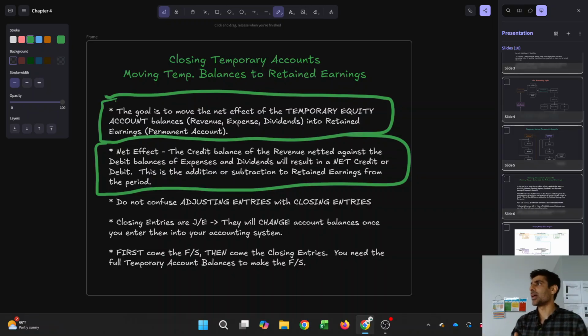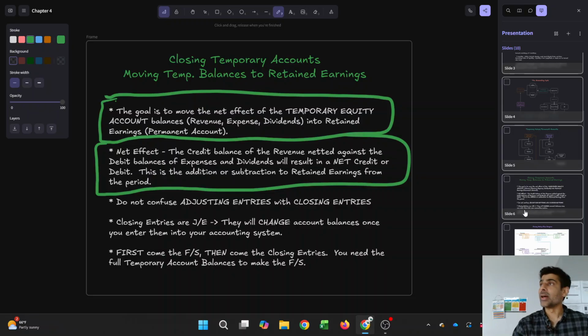You could have made a loss, right? Or you could have paid out more dividends than you earned in net income. So the net effect could be a credit balance or it could be a debit balance. You're going to see what that is based on what happened in your period. But you're going to figure out what that net effect is, either a debit or a credit.